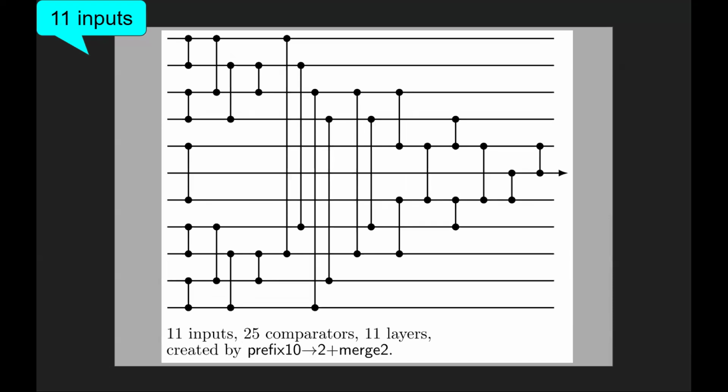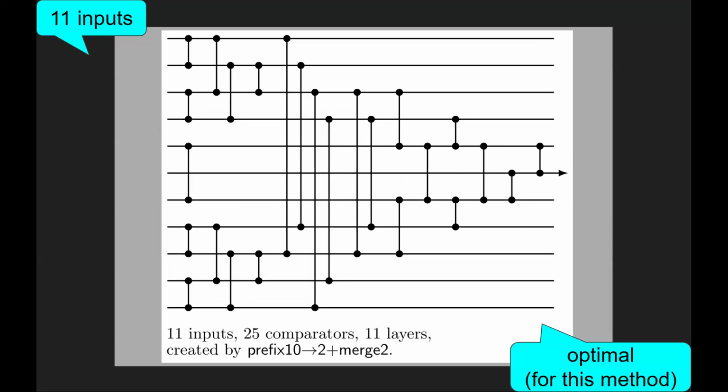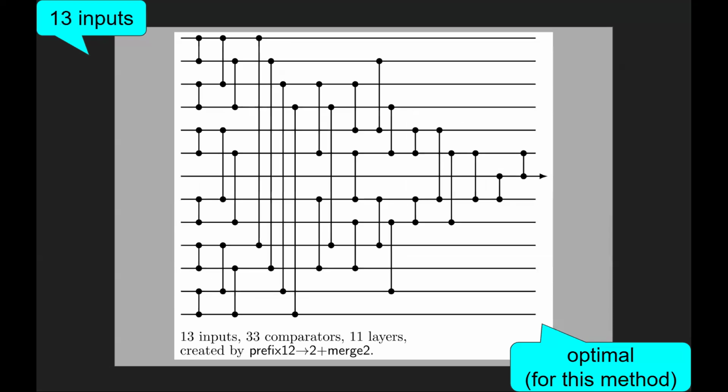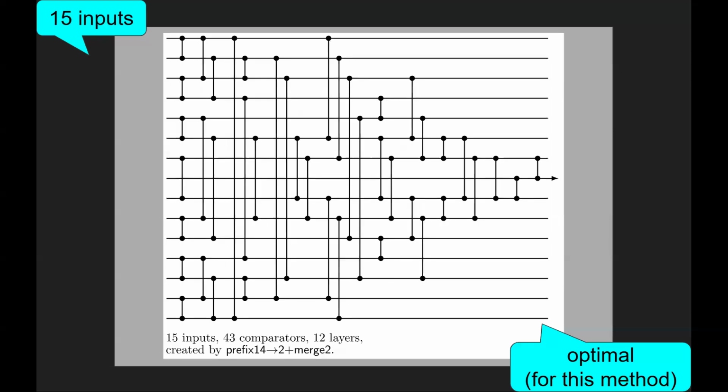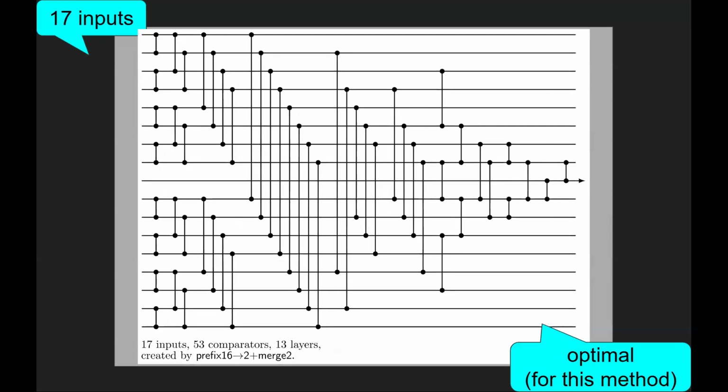I didn't write that it's optimal anymore because I don't know what the optimal is for median, but it's optimal for this method, meaning the subsolver terminates and says, I cannot do any better, which is a nice thing to know. If I want a better network, I need a different method. For 13 inputs, it works nicely. These take maybe a few seconds to a few minutes to compute. And then 15 inputs, it works fine as well.